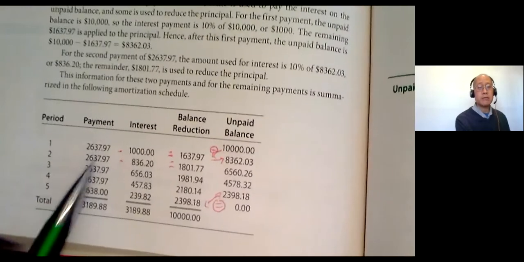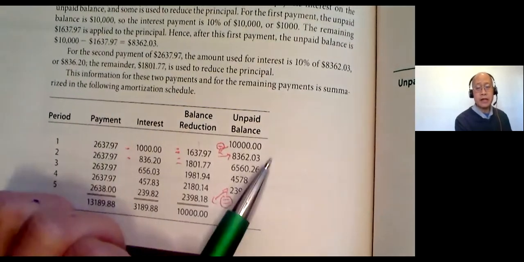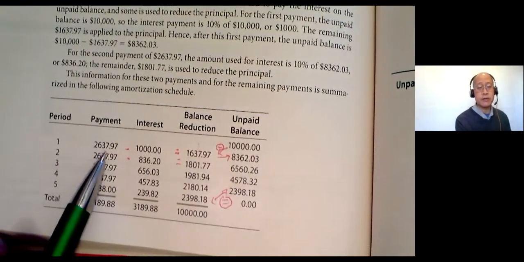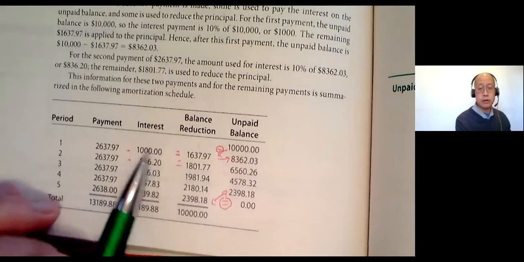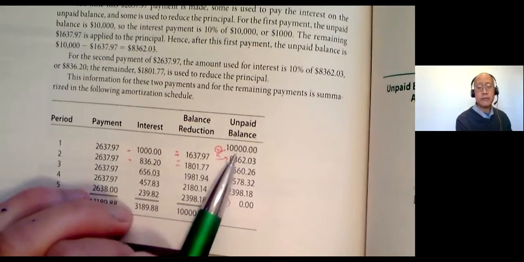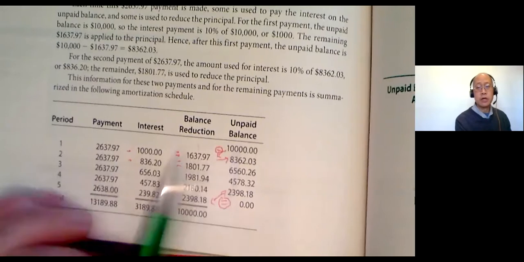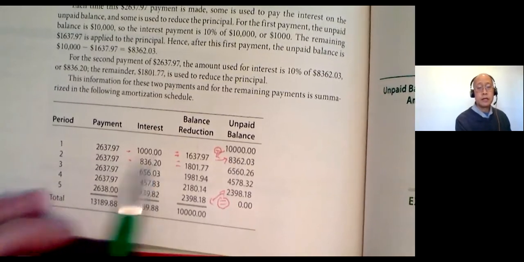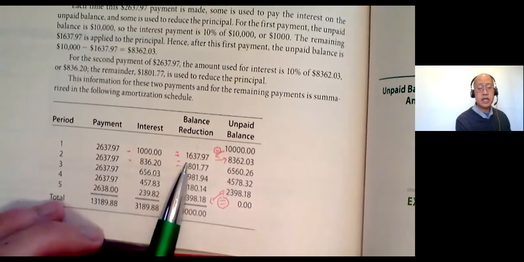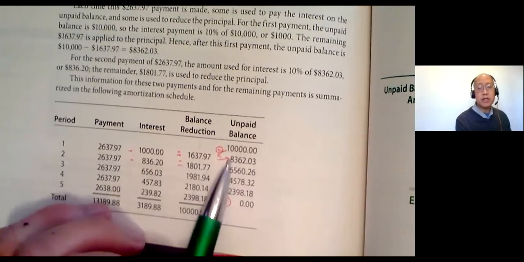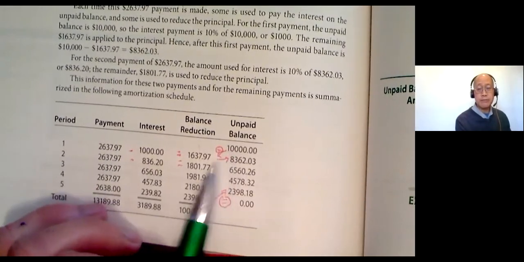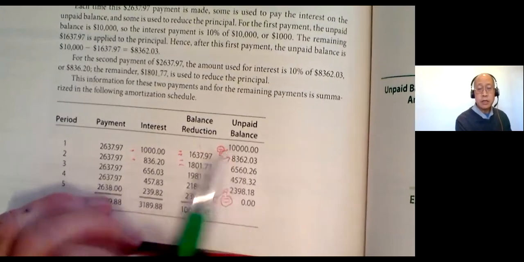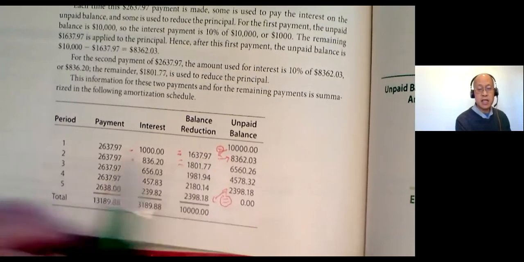Okay, so you make this payment, but you don't get to reduce the balance by the full 2637.97. You first have to pay off the interest. So first you have to pay 10% of 10,000, which is 1,000. So you subtract this, 1637.97. That's the amount that you get to reduce the balance by. So this minus this is this, and that's what I'm writing over here.